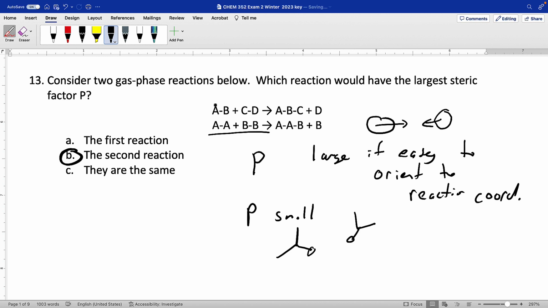Whereas the first reaction, if we spin around the AB molecule, now the B part of the molecule is not lined up correctly to collide with C. And the same thing's true over here. So the steric factor for the second reaction should be approximately 4 times bigger than the first, all else being equal.